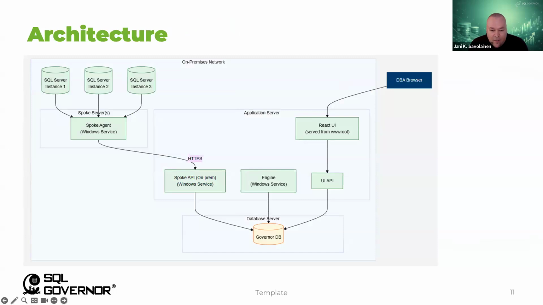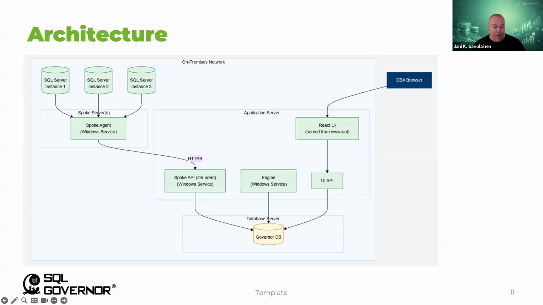Yeah, so here's the architecture. As you can see here, the Governor DB is a kind of nucleus of this software. It's running on a separate SQL Server VM, and then there are APIs for the user interface, which is a React-based application. And then there is an engine, which is actually a Windows service that runs different kinds of engines of SQL Governor, which are responsible for different kinds of automations, like the predictions, the capacity planning, alerting, and so forth.